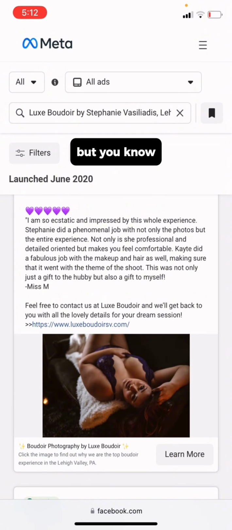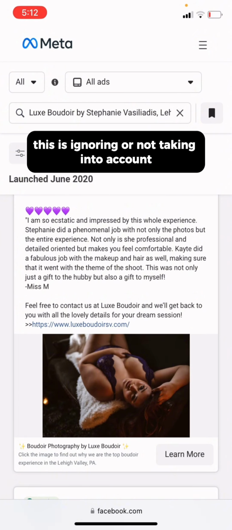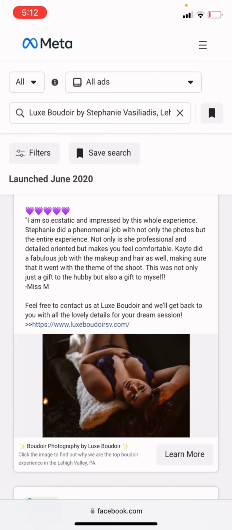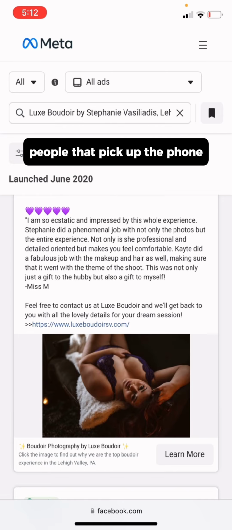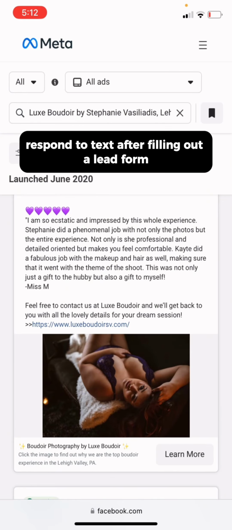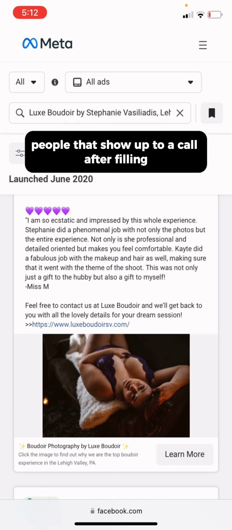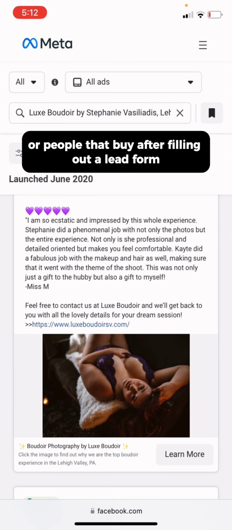But this is ignoring, or not taking into account, people that respond to emails after filling out a lead form, people that pick up the phone, respond to text after filling out a lead form, people that book a call, people that show up to a call after filling out a lead form, or people that buy after filling out a lead form. So we're not doing any of that.